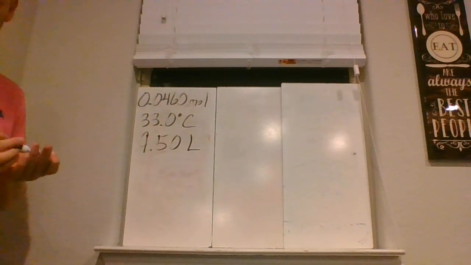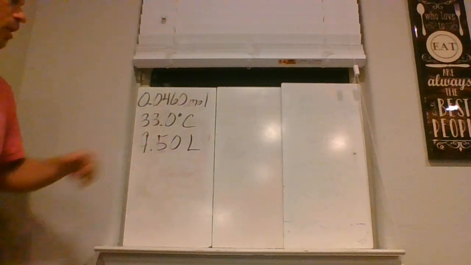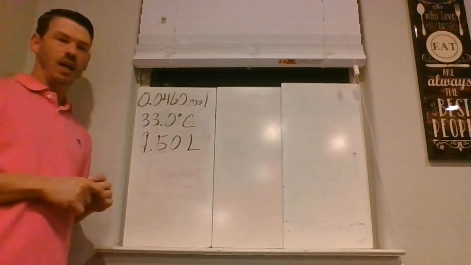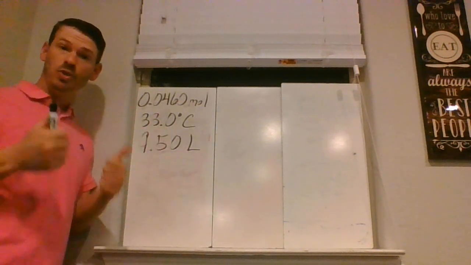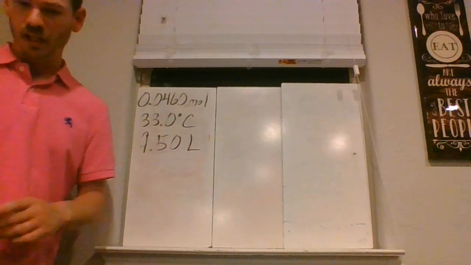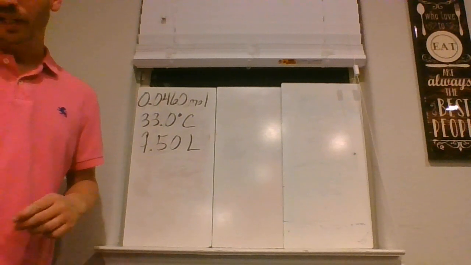All right, so there's a couple issues in there that we need to be aware of. First off, the 33 degrees Celsius is no good, so make sure that it turns into Kelvin while we work it out. Liters and moles are both good according to our R value. So we'll be good to start plugging and chugging here.